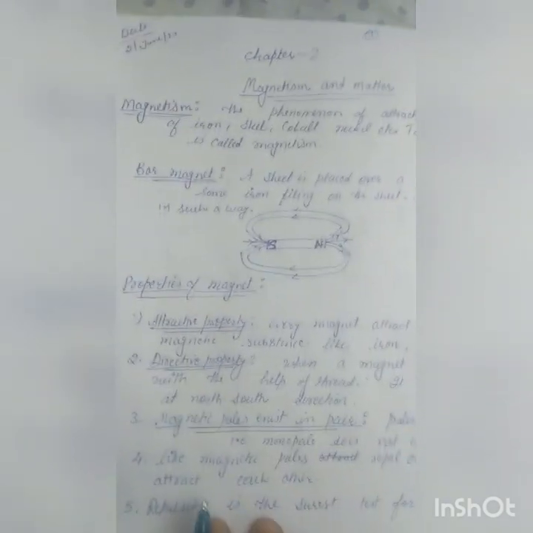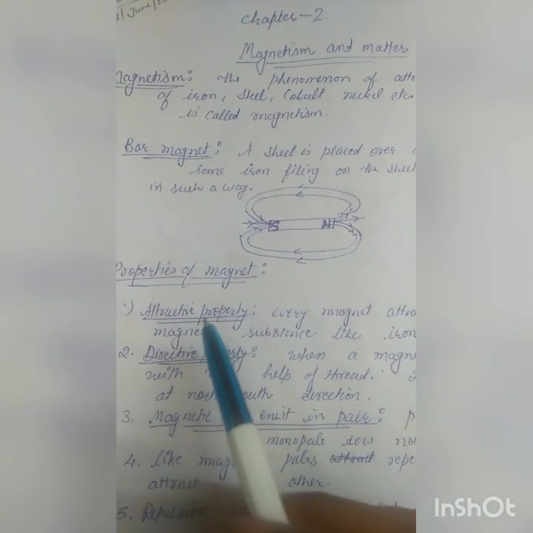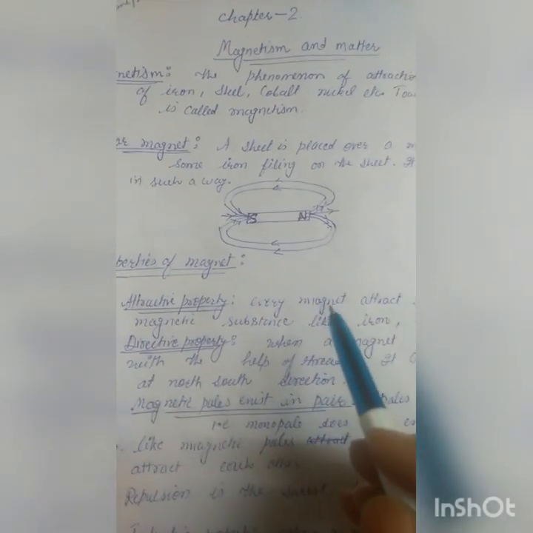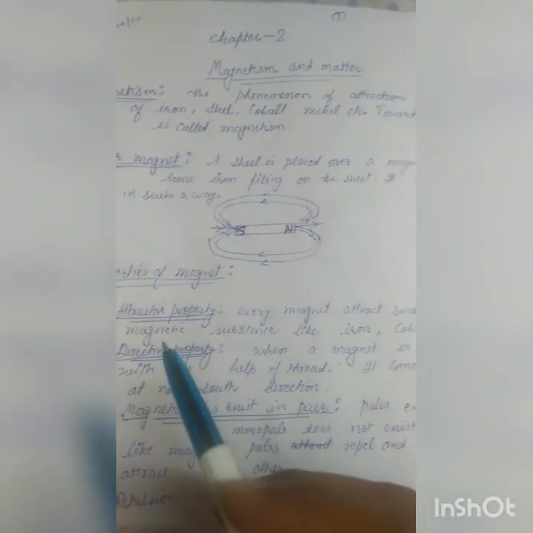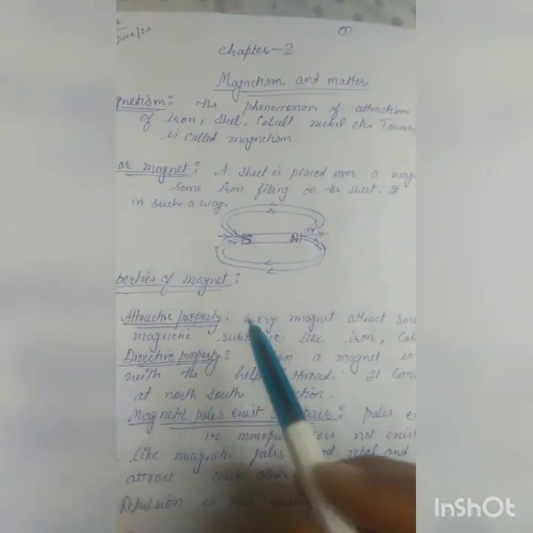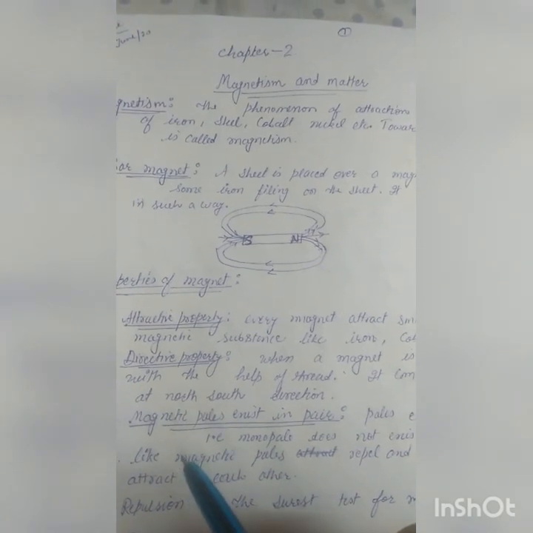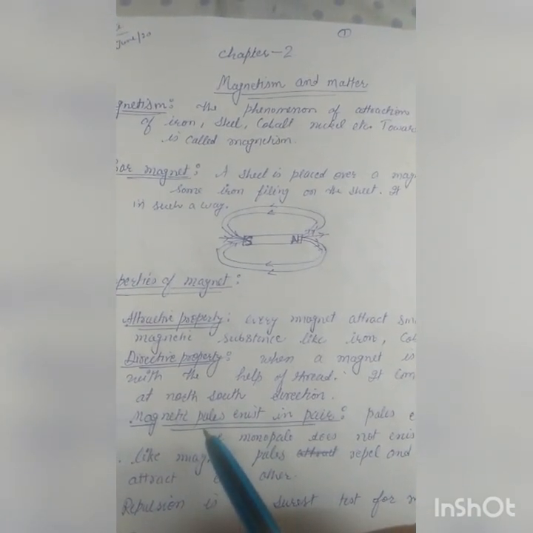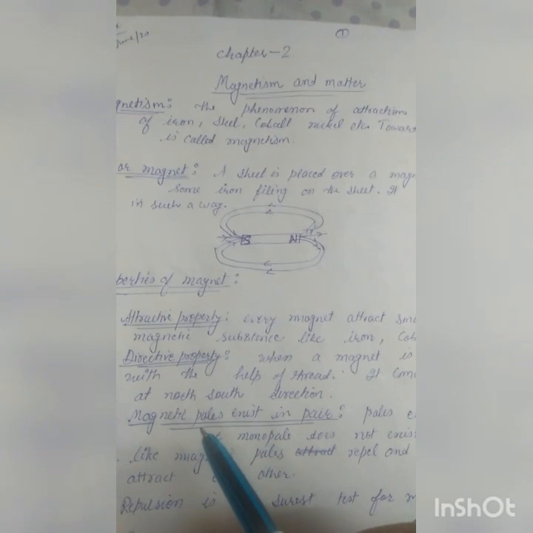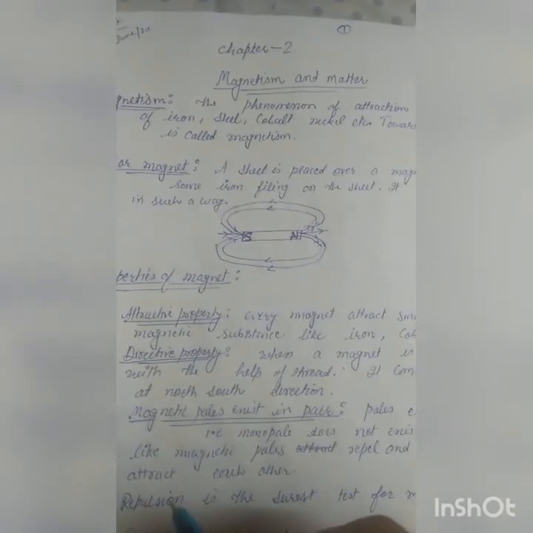Next we have the properties of a magnet. First of all, the attractive property. Every magnet attracts small pieces of magnetic substances like iron, cobalt, etc. This is the attractive property. Second is the directive property. When a bar magnet is suspended freely with the help of a thread, it will point towards the north-south direction.